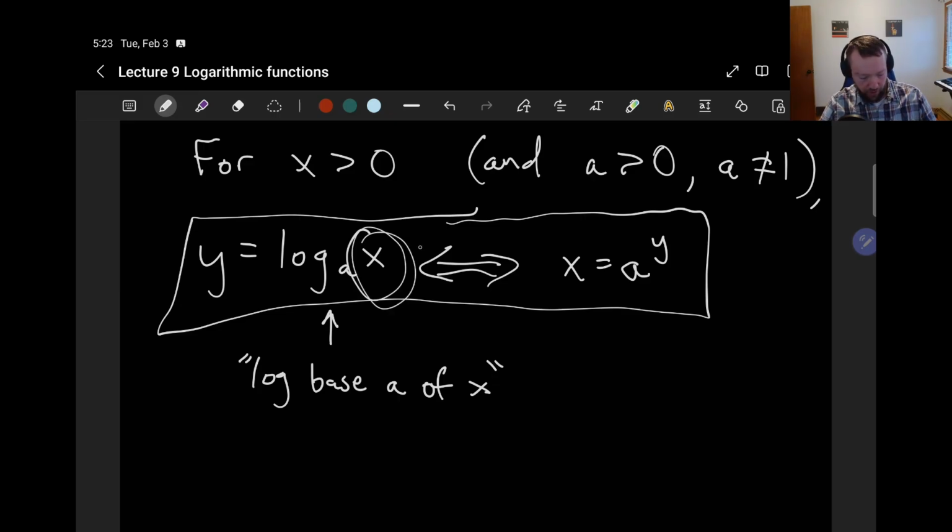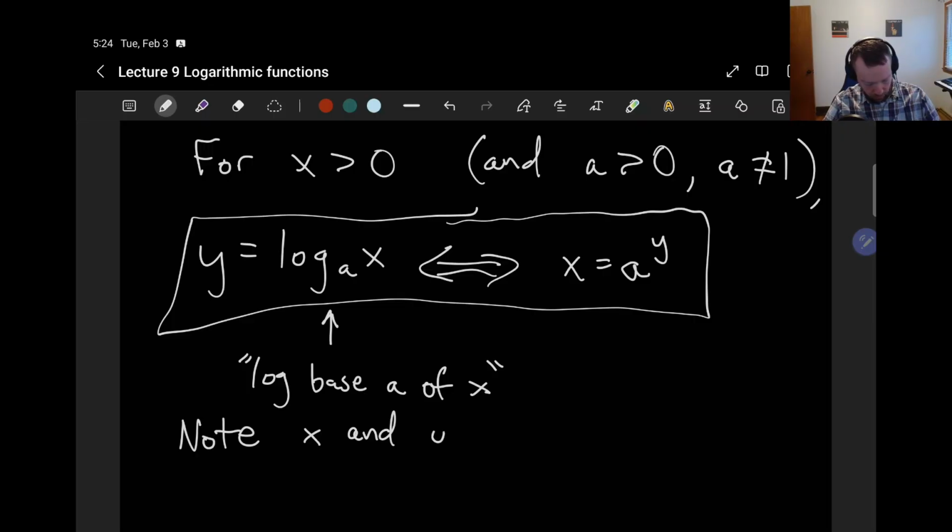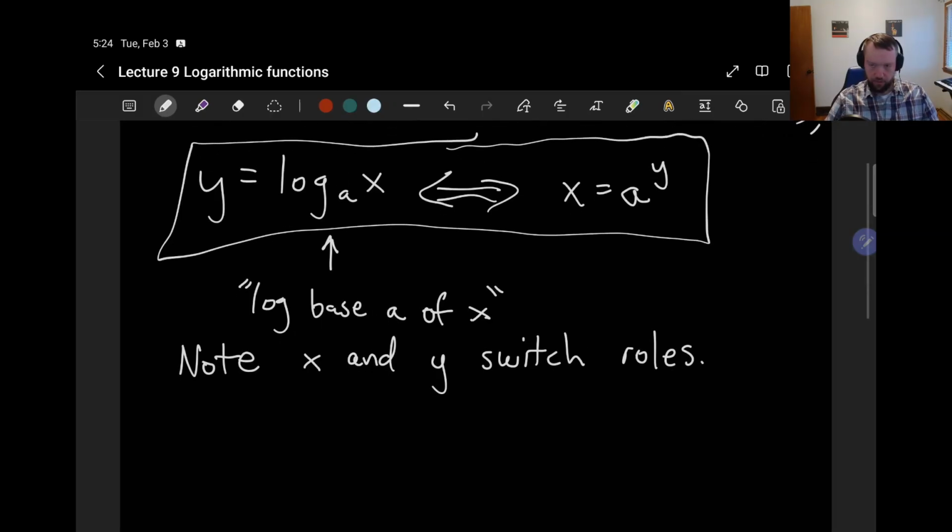So with the log, x is the input. That means it'll be the output of the exponential. And likewise, y is the output of the log, which means it's the input of the exponential. So that's the key takeaway. This will help you remember this relationship. Let's do some examples.